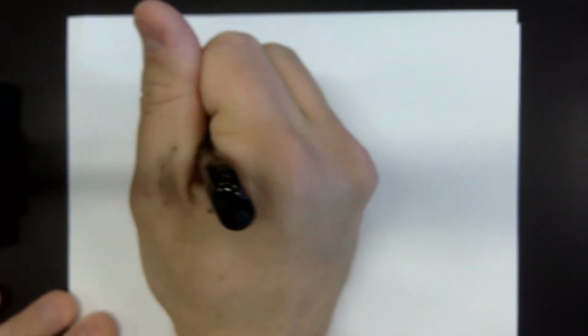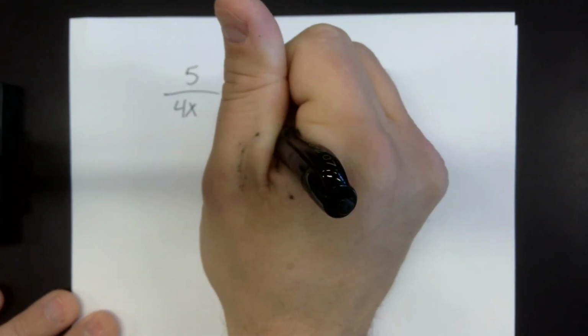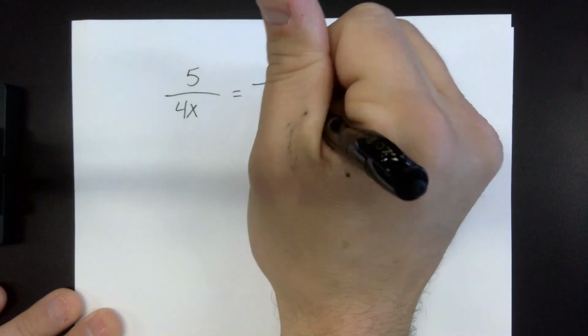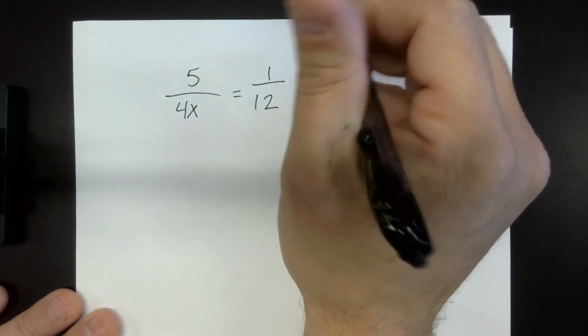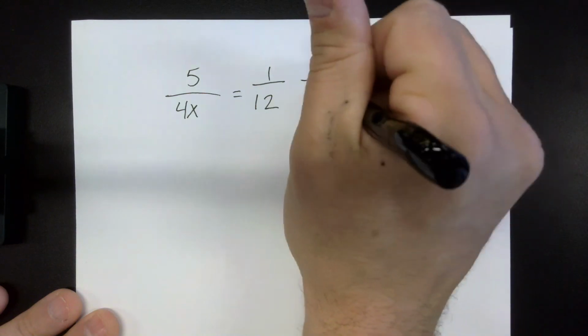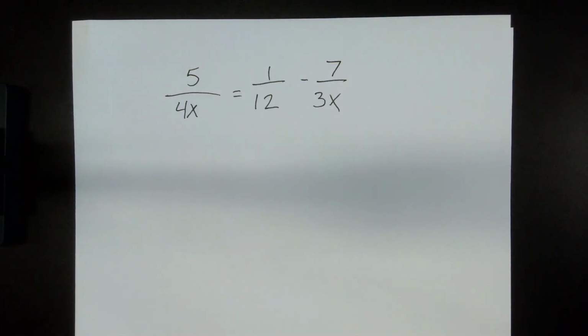I'm going to make it hard. Wow. 5 over 4x equals 1/12. That's enough. Good luck.